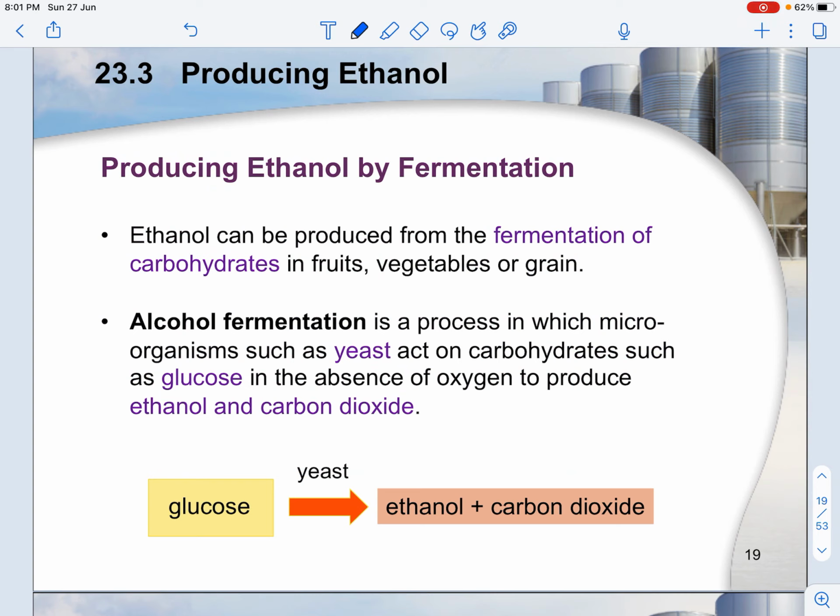So producing ethanol, another way is by fermentation. This one we'll use yeast. So what happens is you have glucose, which is usually sugar. You put it in the absence of oxygen. Through the absence of oxygen, you allow it to undergo alcohol fermentation, such that the microorganism, your yeast, will start to break it down, because it contains the enzyme carbohydrase. It will be able to undergo anaerobic respiration, a type of alcohol fermentation, in order to form your ethanol and also to release carbon dioxide gas. Okay? Then of course you ferment it. So this is one way in which people create wine and beer.